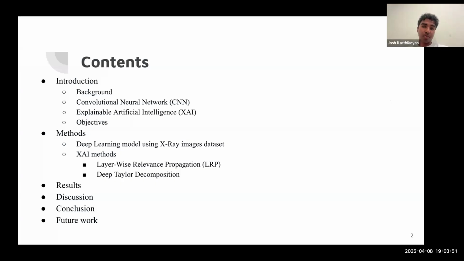So a quick overview of what we're going to go over today is an introduction, mainly looking at a background, convolutional neural networks, explainable artificial intelligence, and our objectives for this study. Our methods are going to be deep learning models using X-ray image datasets and explainable AI methods, mainly layer-wise relevance propagation, LRP, and deep Taylor decomposition. Then, from these methods, we're going to find results and discuss these results. Lastly, we'll have a conclusion and what future work we are going to do next.